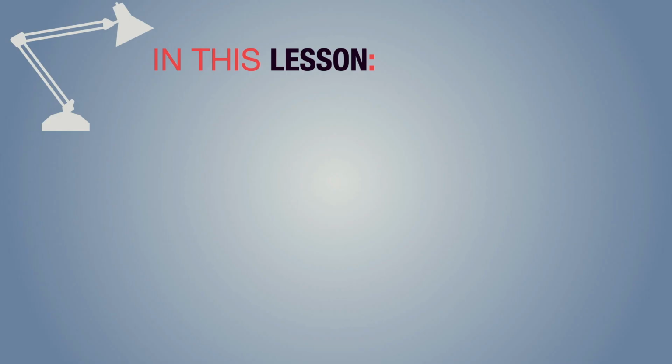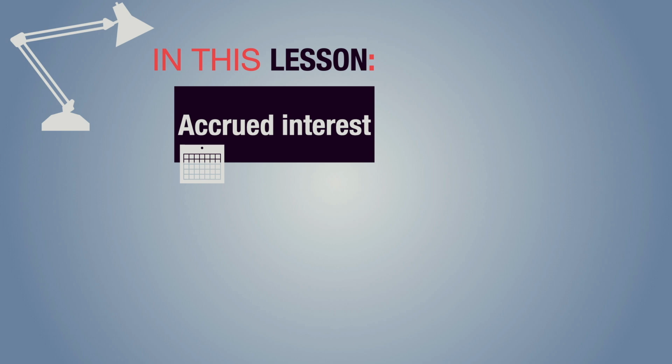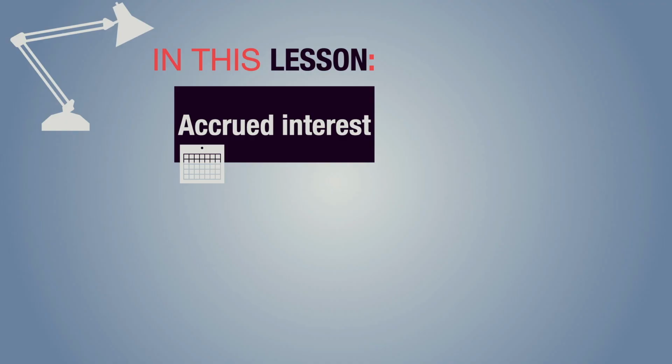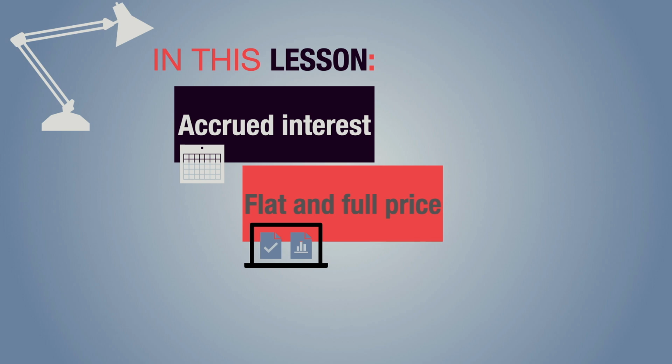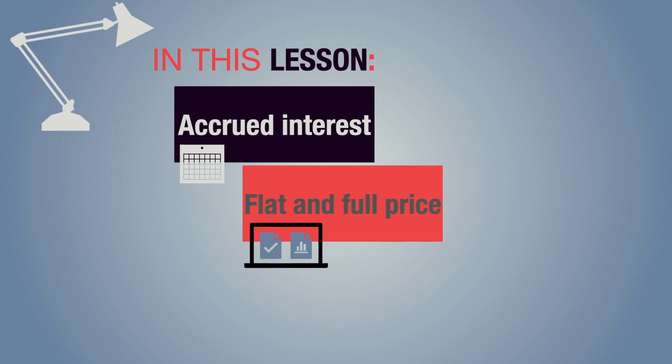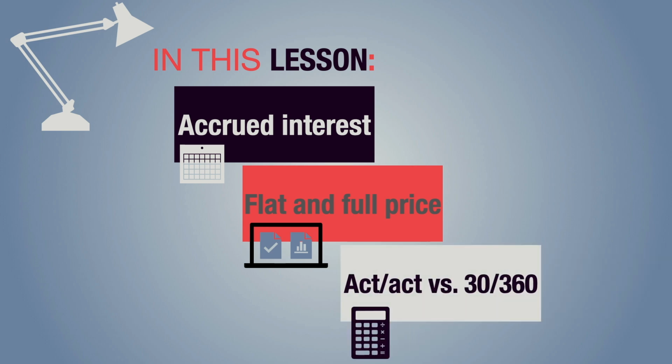In this lecture, we'll deal with how interest is calculated, because when a seller sells a bond between two coupon dates, the buyer agrees to pay the interest accrued between the last coupon payment date and the settlement date, which is usually the second business day following the trade date. We're going to differentiate between flat and full price, and at last we're going to illustrate the difference between the two primary conventions for day count in calculating accrued interest for a bond.